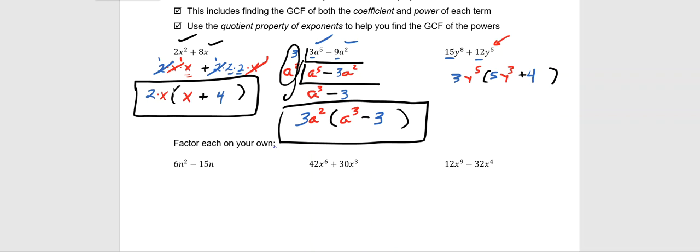So if we factored correctly, we can quickly check by distributing. 3y to the fifth times 5y to the third. 3 times 5 is 15. y to the 5 plus 3, y to the eighth. 3y to the fifth times 4. 3 times 4 is 12. y to the fifth. So one more time, I am done.